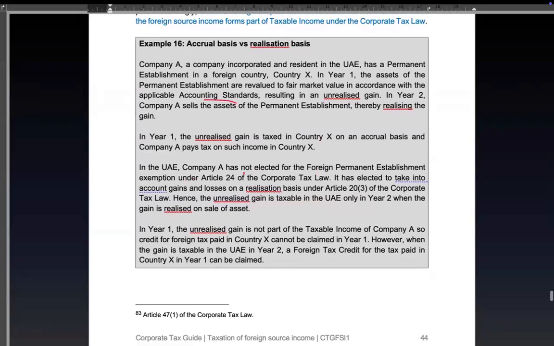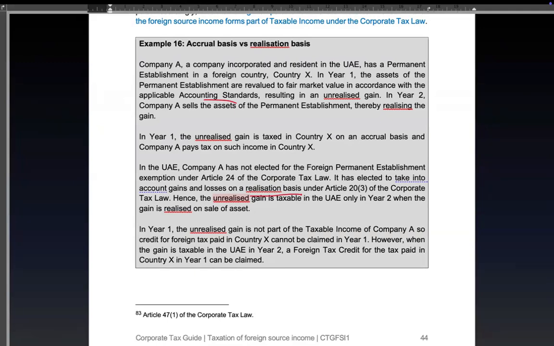In the UAE, company A has not elected for the foreign PE exemption. It has elected to take into account gains and losses on a realization basis. This is important. So out of the UAE, you had an unrealized gain in the first year. In the second year, you sold the assets and realized the gain. In the UAE, you are following the realization basis.